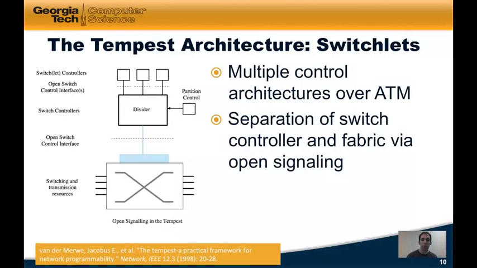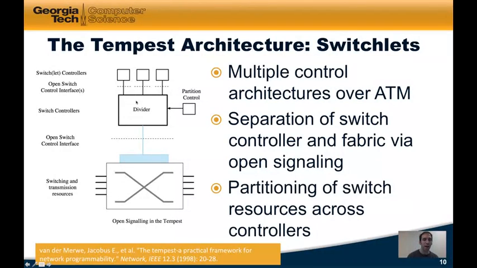The open control interface separated the switch controller and the fabric via an open signaling protocol, and the divider partitioned the switch resources to allow multiple controllers each to have their own view of a logical switch. Indeed, that looks a little bit like FlowVisor, something that we will explore a little bit more when we talk about modern SDN architectures, in particular OpenFlow.